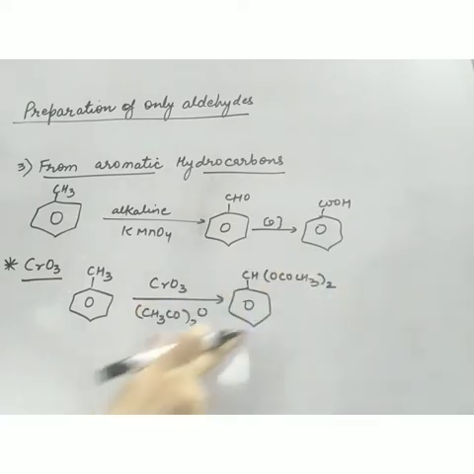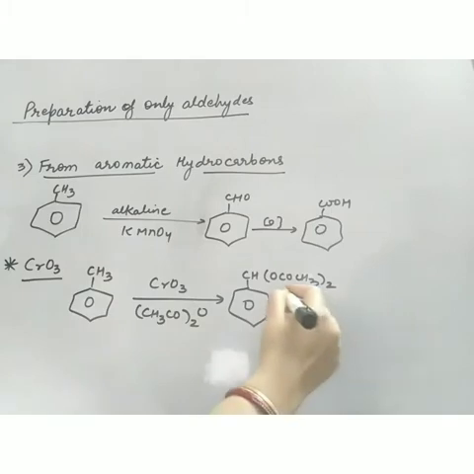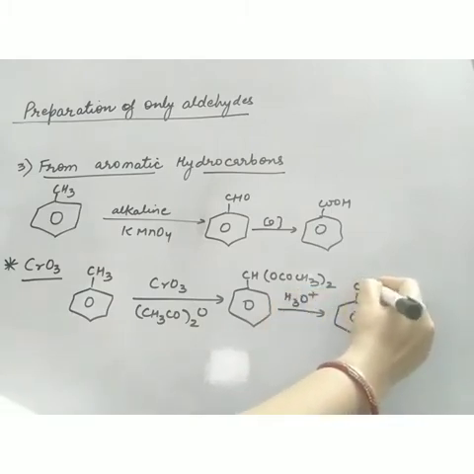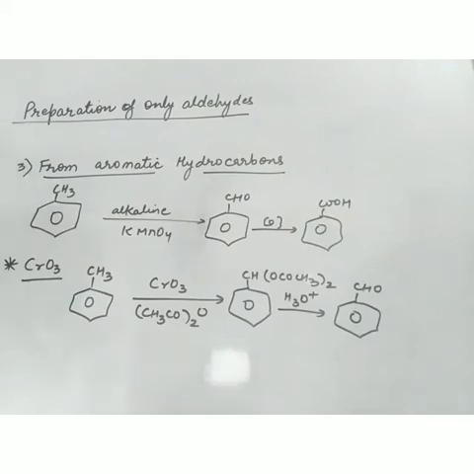Okay, now it is acetylated. This toluene is acetylated. So now further oxidation is prevented, and now hydrolysis is done. And if hydrolysis is done, what will we get? We'll get aldehyde plus 2 molecules of carboxylic acid.